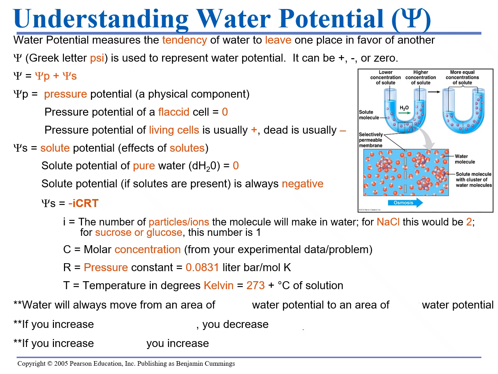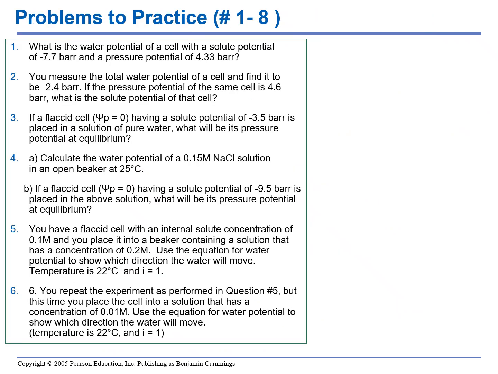Water will always move from an area of higher water potential to an area of lower water potential. If you increase solute concentration, you decrease water potential. If you increase pressure potential, you increase water potential. Just to keep in mind, the formulas for your solute potential and water potential are given to you on a formula sheet during the AP exam, so you do not need to memorize formulas.